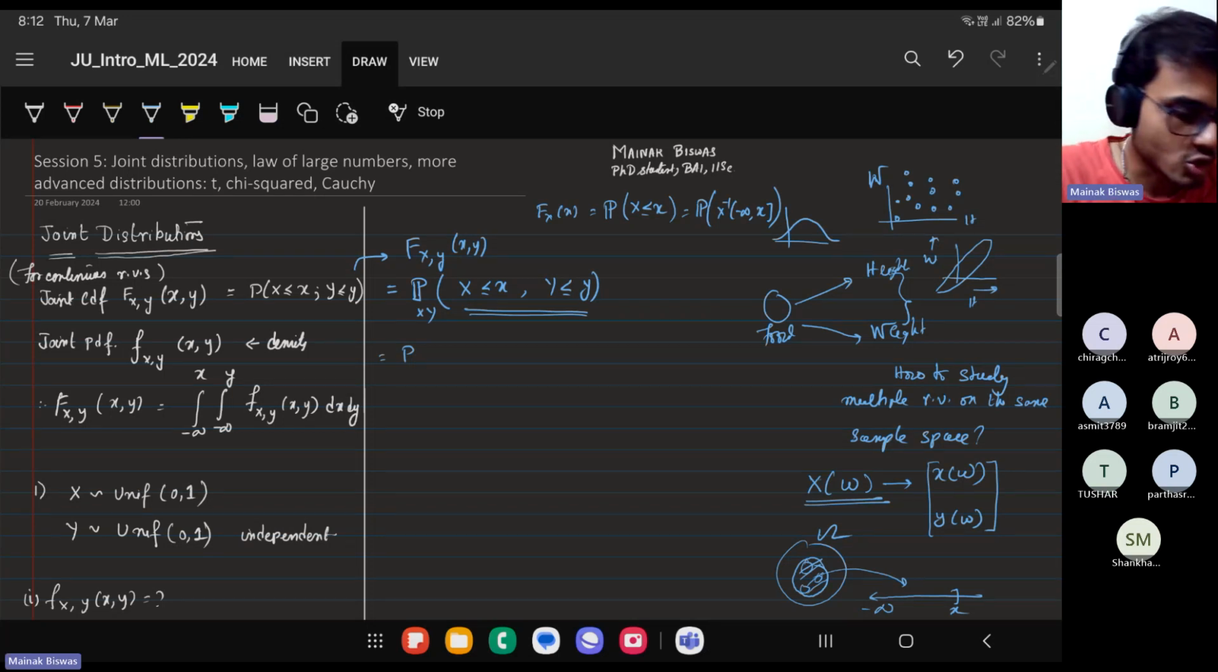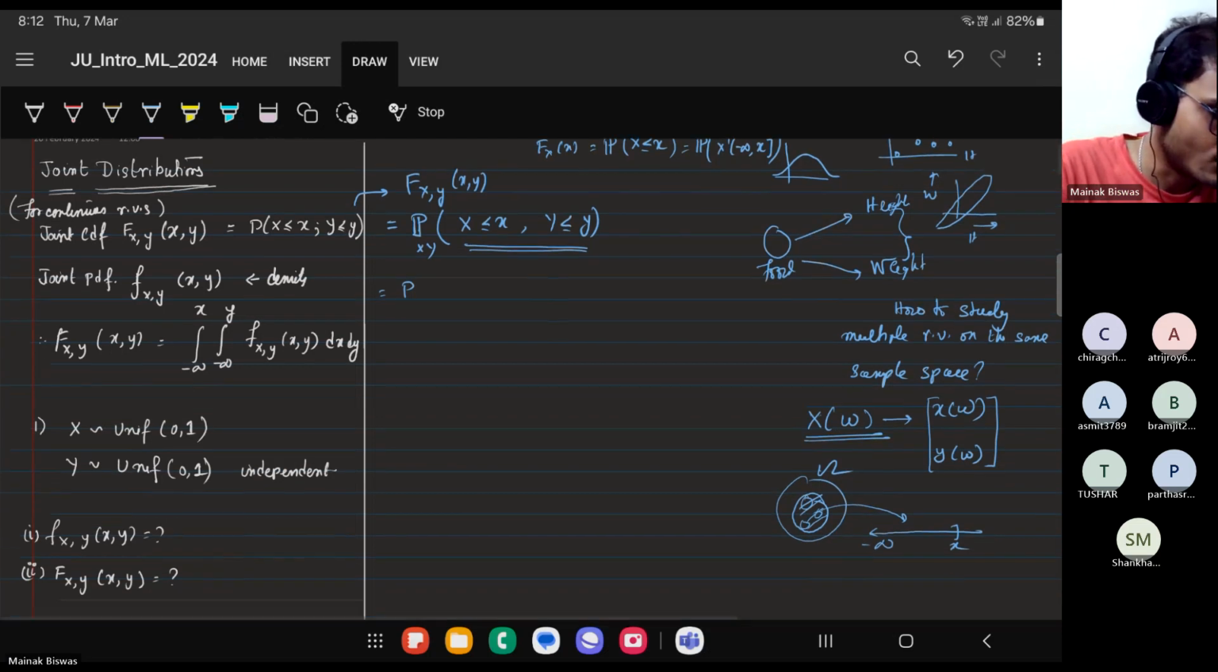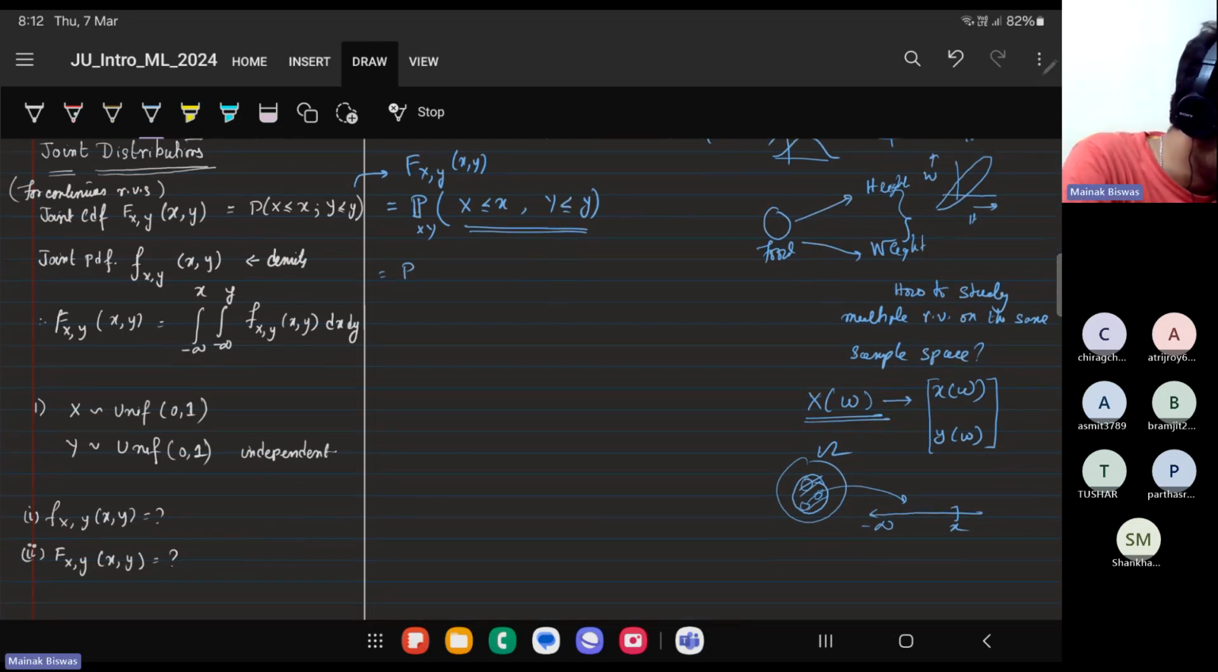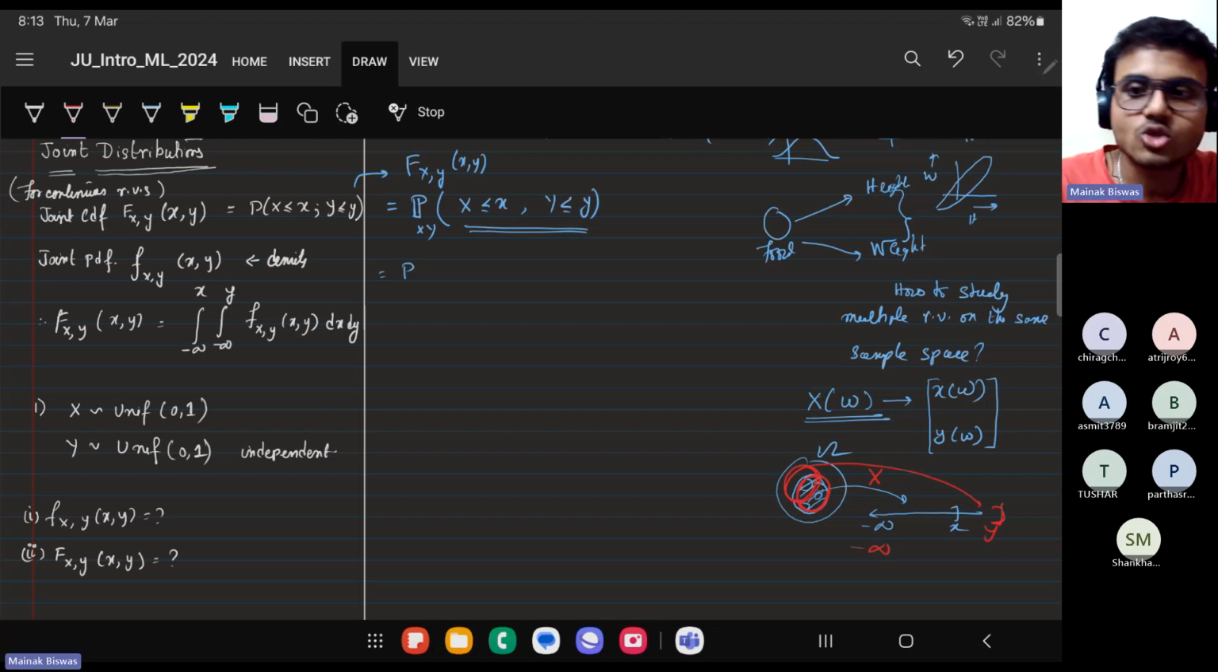As you were telling me, what would this picture look like? Say X maps from 0 to x. This set maps from 0 to x. There is another set that maps from minus infinity to y. So now tell me, which would be the place whose probability you would like to find? 0 to x. So let me draw this again.